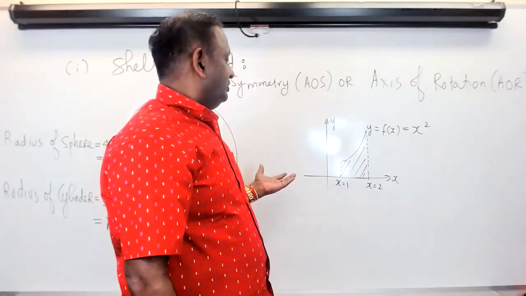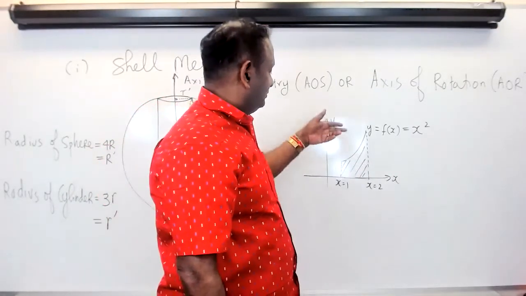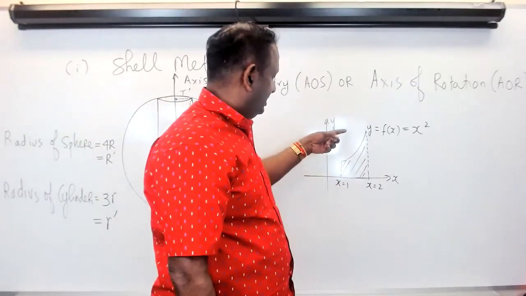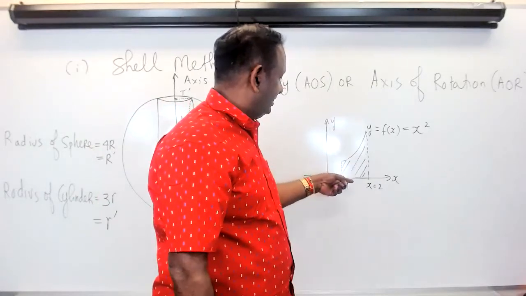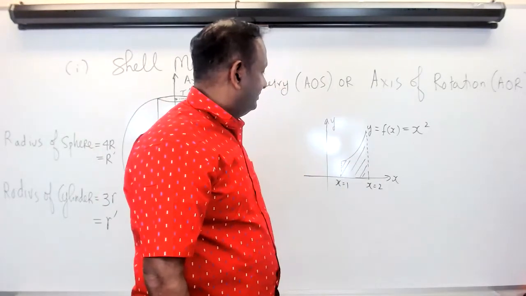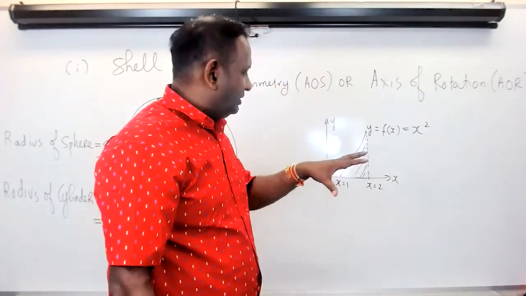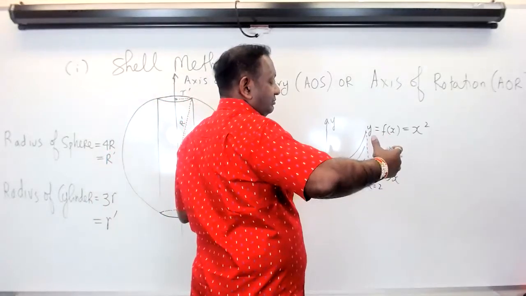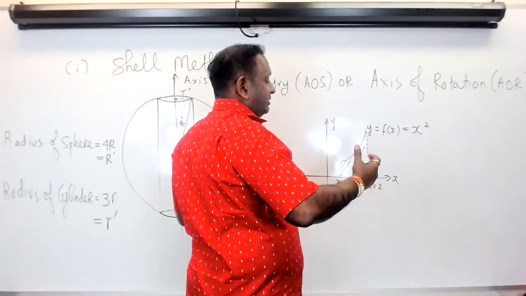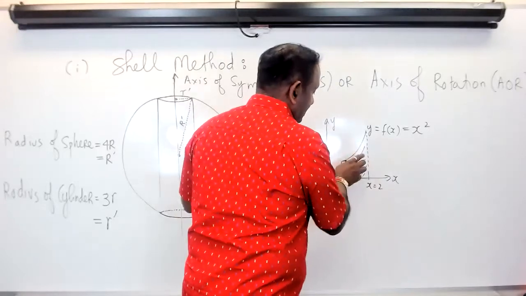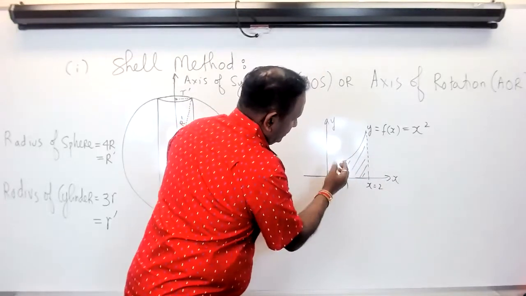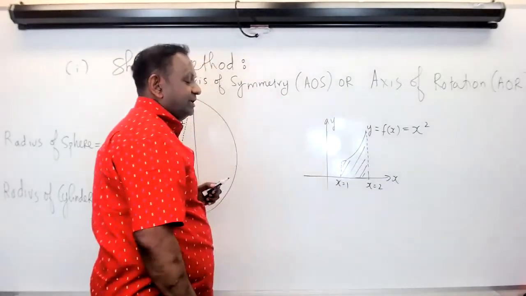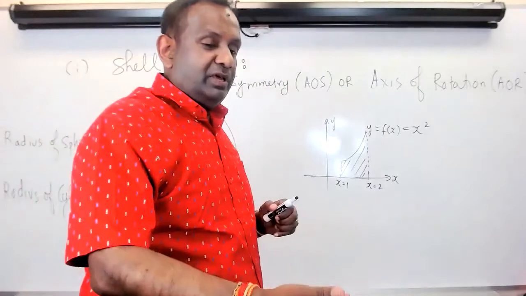To do that, you took a small strip, either horizontally or vertically, depending on which way you take it. I'm not going to detail that. But right after finding the area, they're going to ask you to rotate this region either around this axis or the y-axis. That would generate a three-dimensional figure for which we have to find the volume.